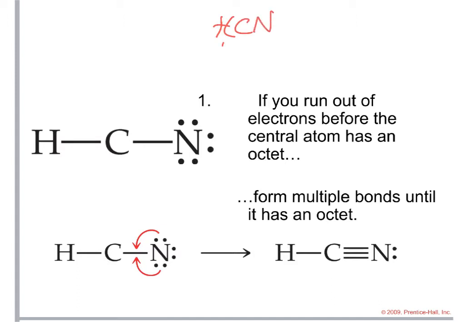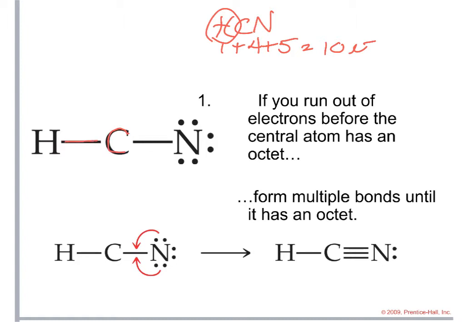So you're going to count the valence electrons and say, okay, I have 10 valence electrons. Then you're going to start following the rules, right? So hydrogen can never be a central atom because it can only have one bond, not two. So carbon is the central atom.